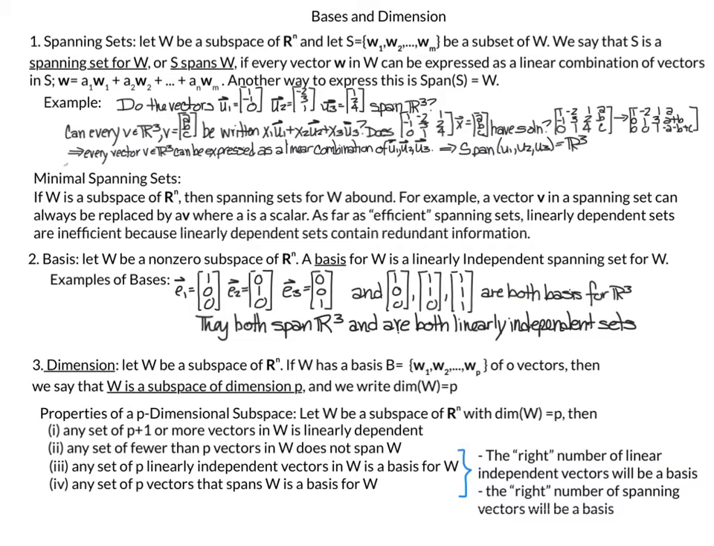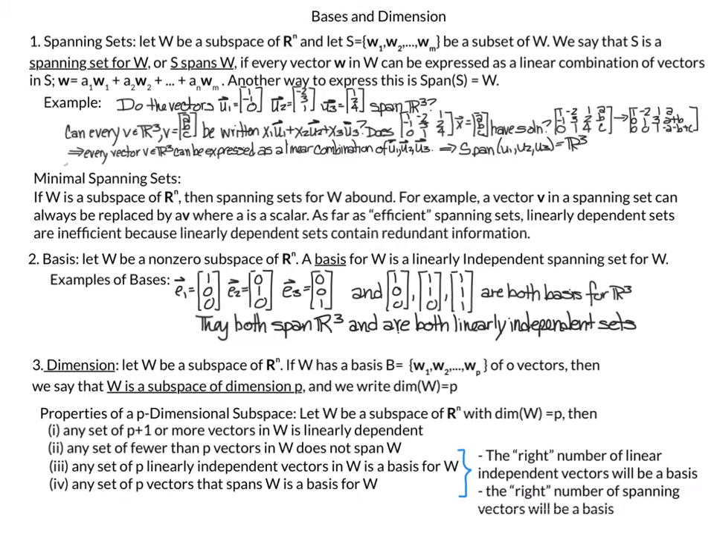And the minimum spanning set is actually a basis. That leads us into the definition of a basis. A basis is a linearly independent spanning set for your vector space W. So again, this basis is linearly independent, and it spans W, and it also is the minimum spanning set. It's the minimum number of vectors you can get away with to construct everything in W.